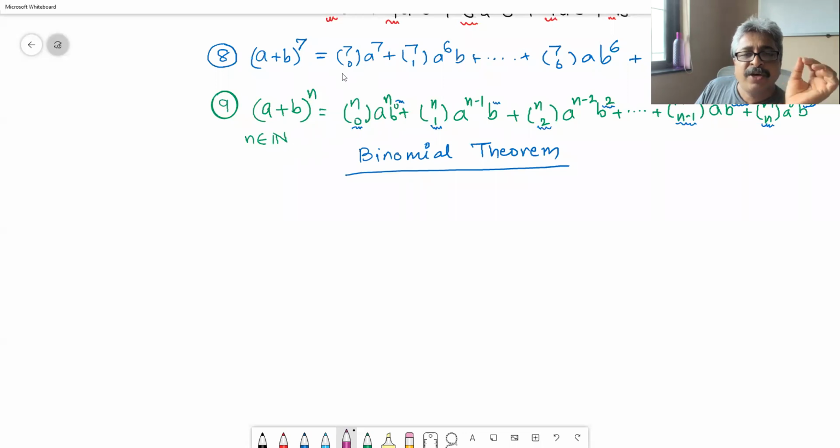As simple as whatever we have done for power 7, we should do for power n. n choose 0, a raised to n, b raised to 0, n choose 1, a raised to n minus 1, b, and so on, n choose n, a raised to 0, b raised to n. This is called the binomial theorem, and the one who did it for the first time was Isaac Newton. Now, let me discuss summation notation.